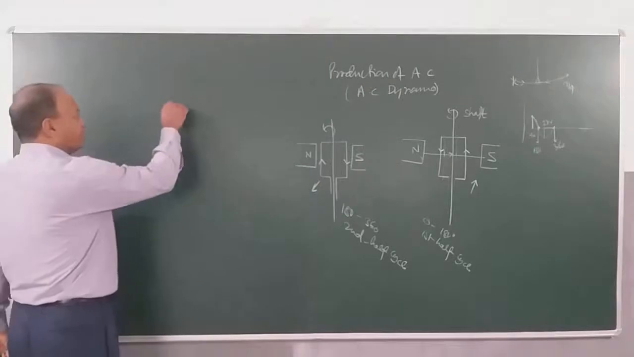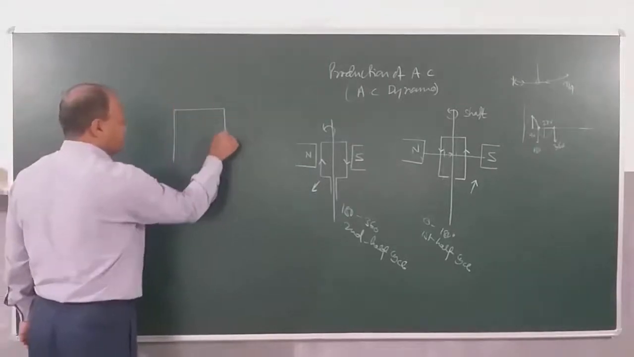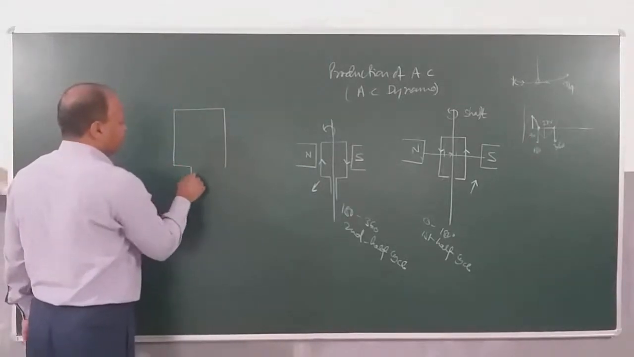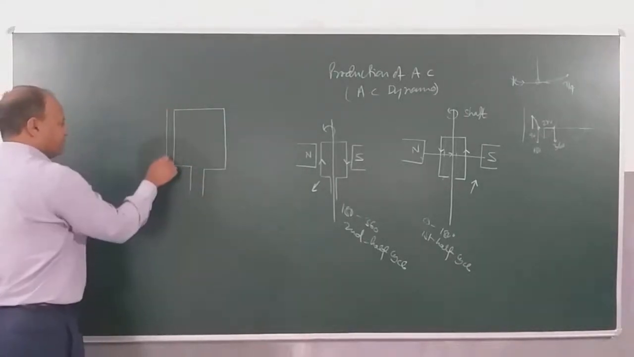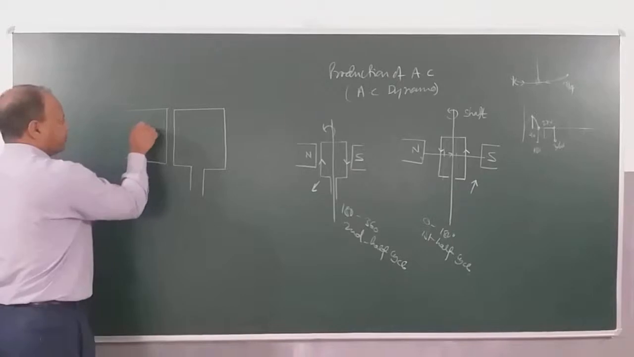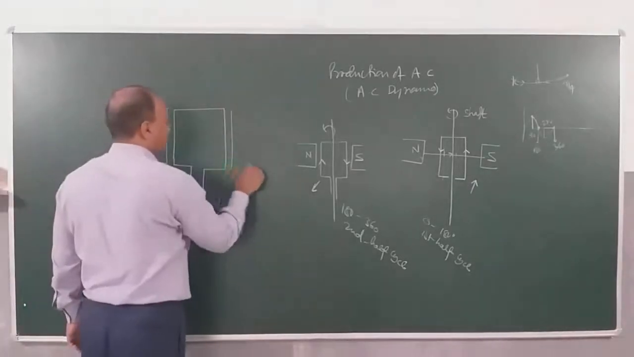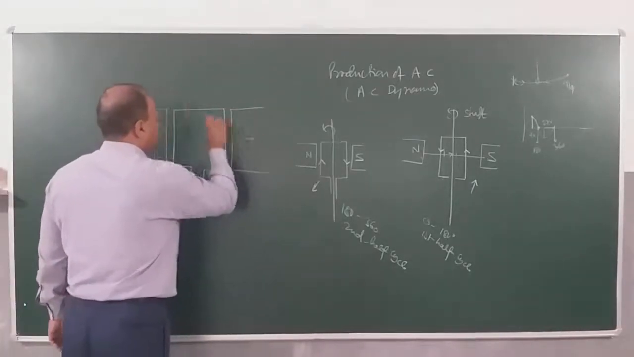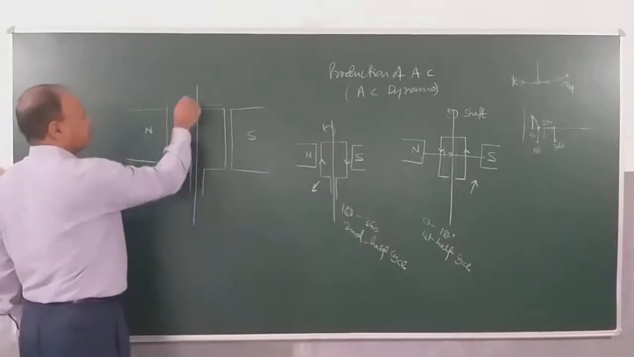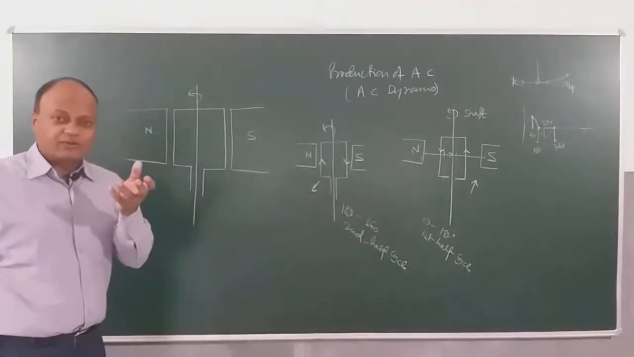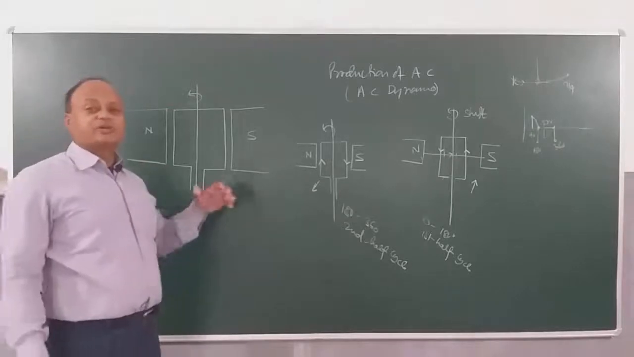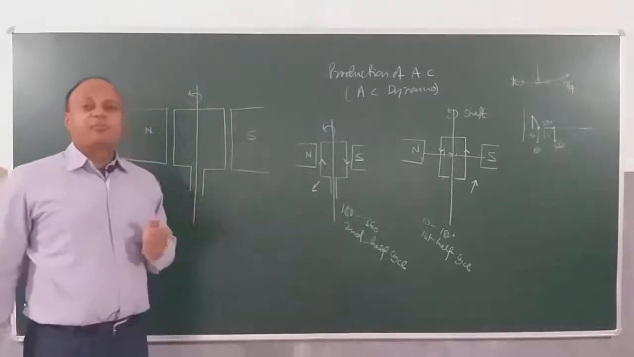Therefore, an AC dynamo primarily will consist of a coil which is placed between the poles of a magnet. This is north pole and this is south pole. The coil is mounted on a shaft. Remember, we need to rotate the coil. And rotation of the coil has to be done by using an external device which is called a prime mover.